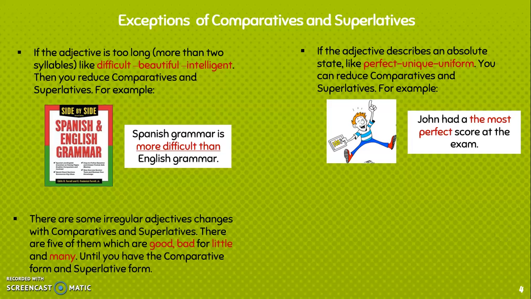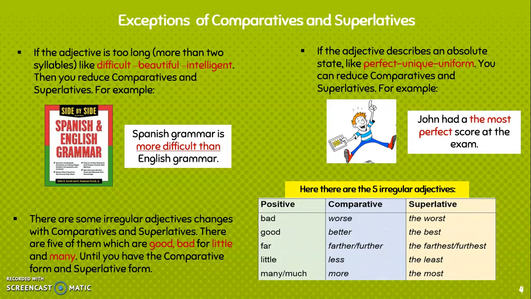There are some irregular adjectives with comparatives and superlatives. There are five of them, which are good, bad, far, little, and many, which have their own comparative form and superlative form. Here are the five irregular adjectives: positive: bad, good, far, little, many, much. Comparative: worse, better, farther, less, more. Superlative: the worst, the best, the farthest, the least, the most.